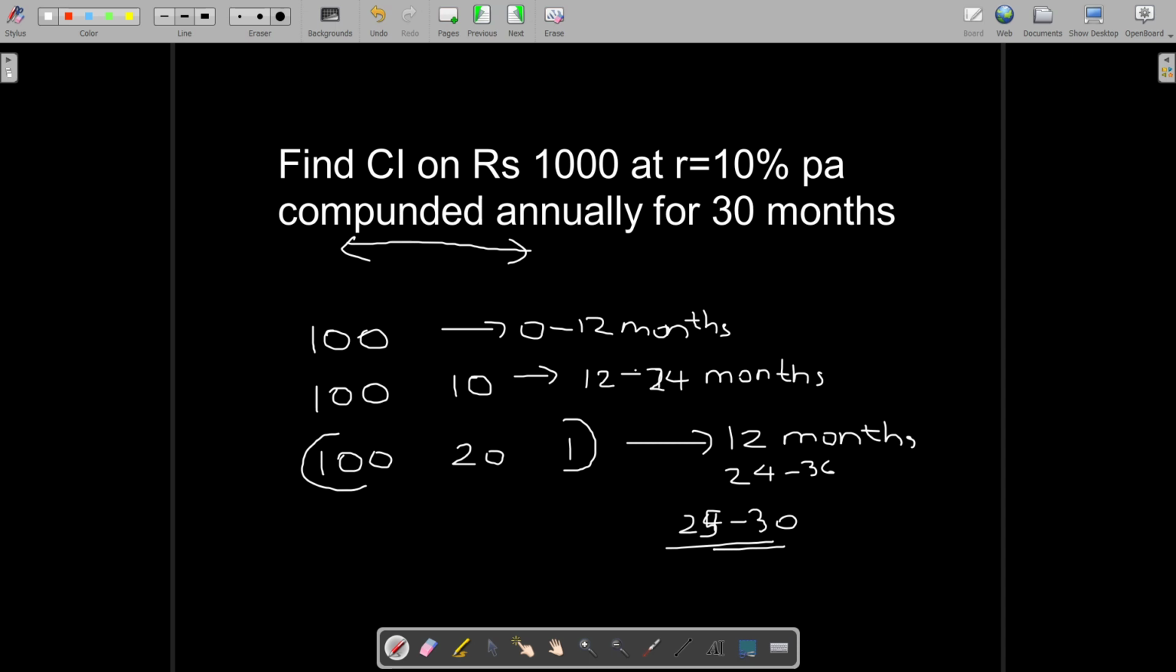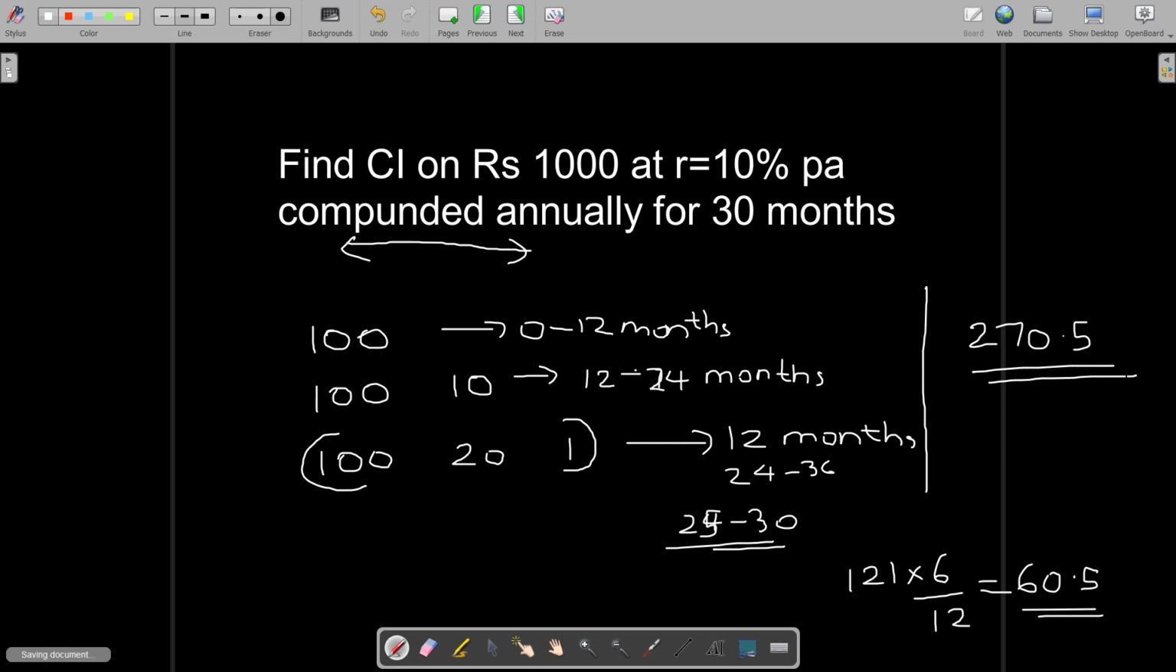This interest of rupees 121 you get for the final 12 months. You only need to find the interest for the final 6 months. So you do 121 into 6 by 12, which is 60.5. So you will get a total interest of rupees 100 plus 100 plus 10 plus 60.5, which is rupees 270.5 as total interest.